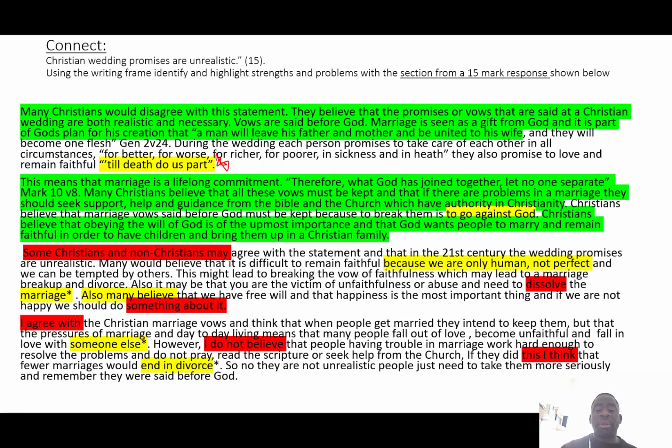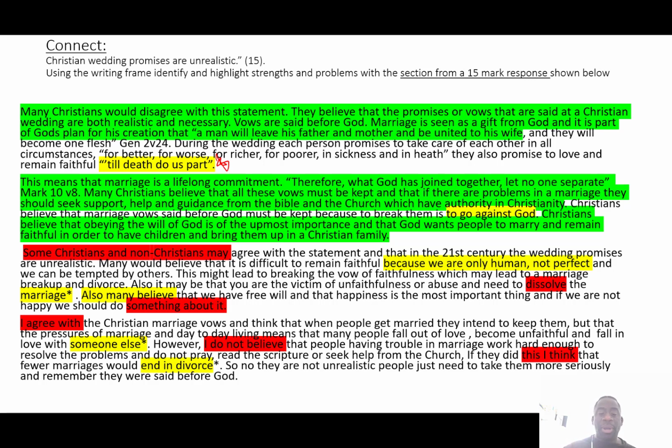It says, this is difficult to remain faithful because we are only human and not perfect. All right, so I get the idea of being human and not perfect. But what does that actually mean? What are you trying to say? No one's perfect. So what point are you trying to highlight?